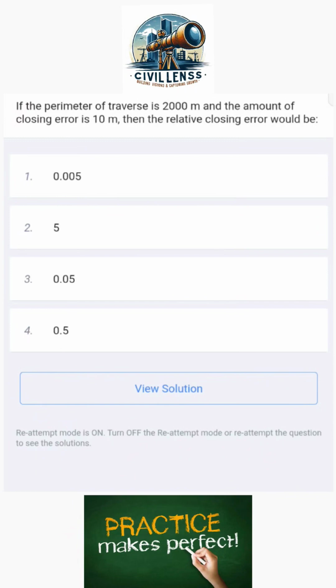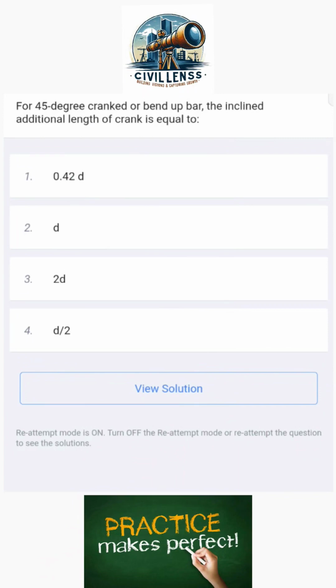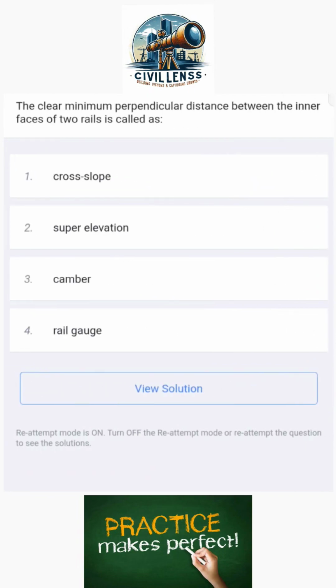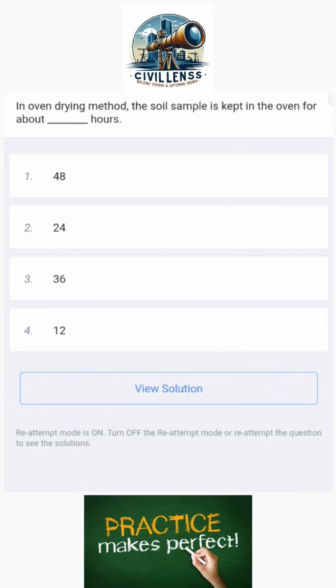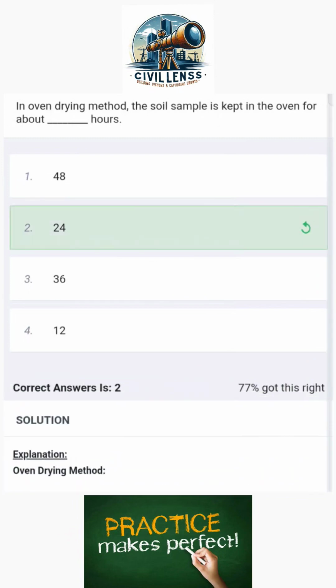If the perimeter of a traverse is 2000 meters and the amount of closing error is 10 meters, then the relative closing error would be 0.005. For a 45-degree cranked or bent bar, the inclined additional length of the crank is equal to 0.42 d. The clear minimum perpendicular distance between the inner faces of two rails is called rail gauge. In oven drying method, the soil sample is kept in the oven for about 24 hours.